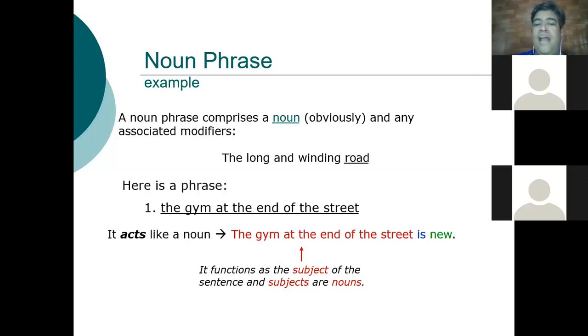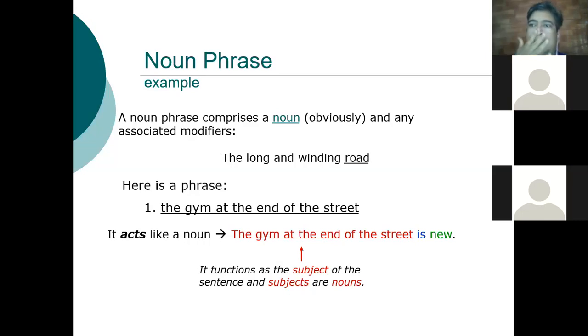For example, the long and winding road. Winding quiere decir como con muchas curvas. Cuando nos referimos a una noun phrase, se puede considerar aquella frase donde está describiendo el sujeto, más este se encuentra tácito. Yes, that's right. Ahí tenemos una frase. For example, here's a phrase: the gym at the end of the street.